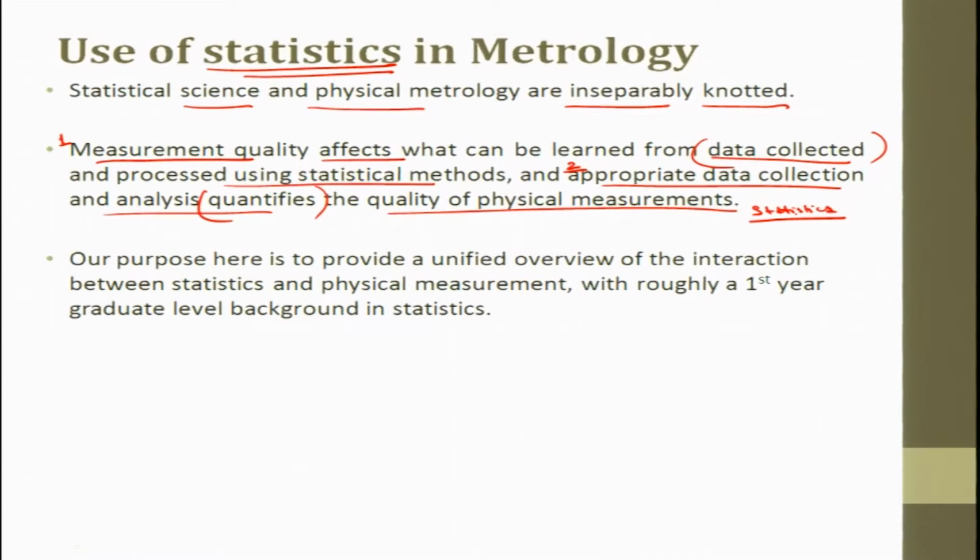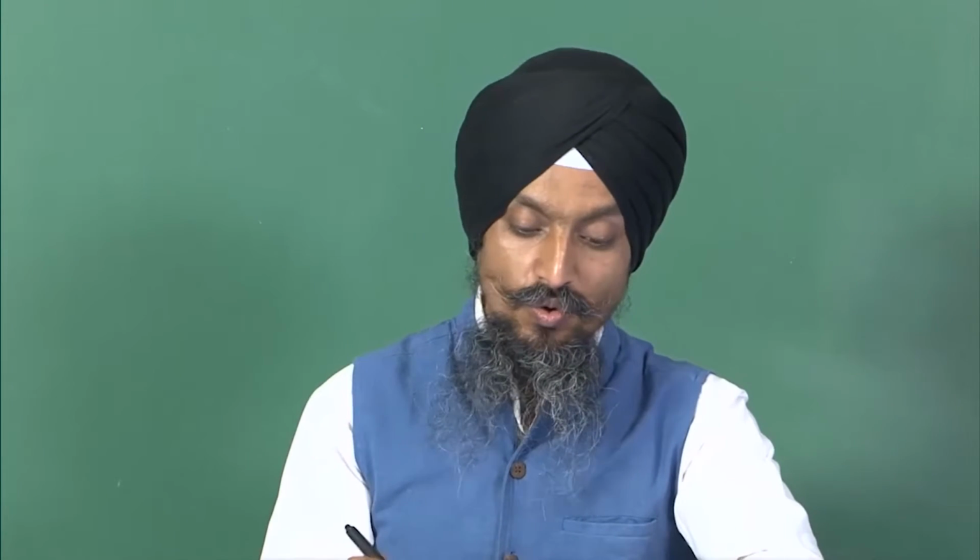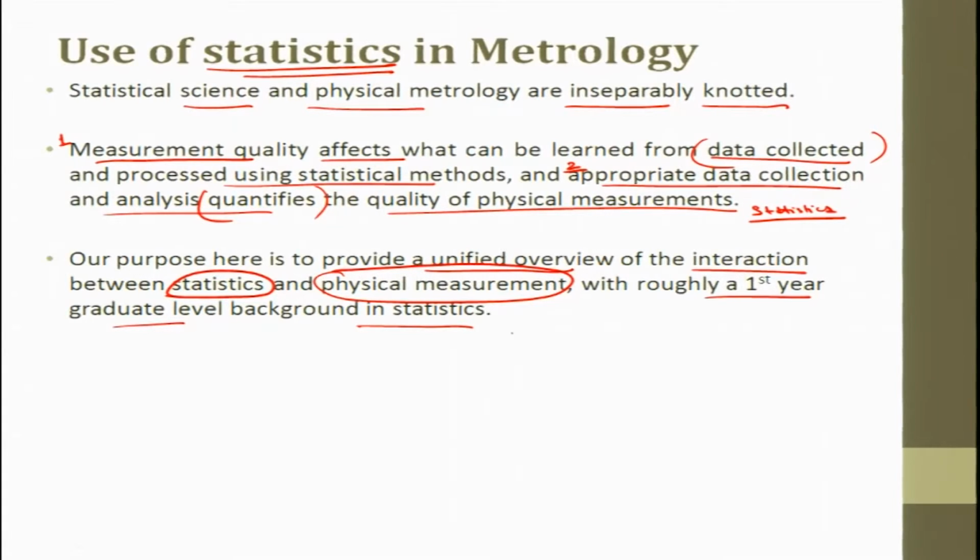So our purpose in this course is to provide a unified overview of the interaction between statistics and physical measurements, for people who have the prerequisite: people who have completed at least 2 semesters of engineering, or roughly a first year graduate level background in statistics. Okay, some background in statistics, I can discuss that as well: what is mean, what is median, what is mode, all those things most of you might be knowing, but I'll just give an overview of that as well. So in this lecture we are going to discuss the role of statistics in metrology, or in measurements.